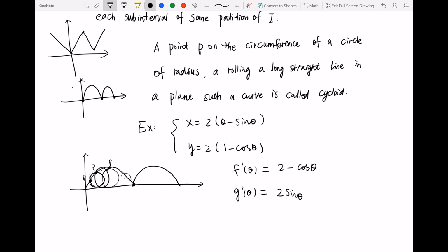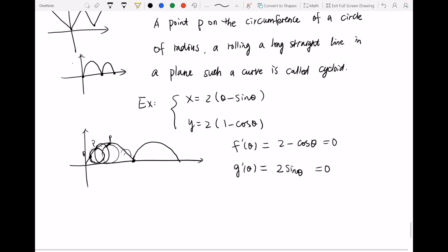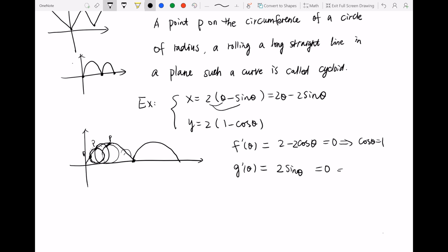When both of them equal 0, then that's the point at which the function is not smooth. Let's look at this one. So f prime of theta equals 2 minus 2 cosine theta equals 0. Oh, I forgot a 2, because you multiply it, you got 2. This is 2 theta minus 2 sine theta. So take the derivative, it is 2 minus 2 cosine. Solve this one, you got cosine theta equals 1. Solve this one, you got sine theta equals 0.